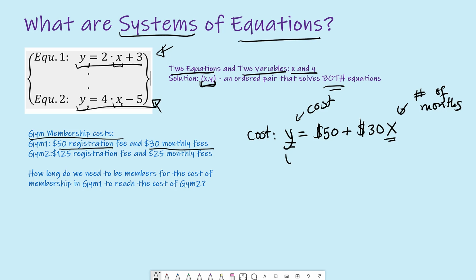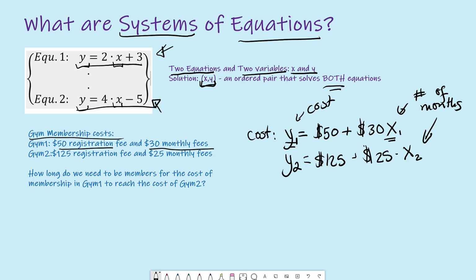So we can write y, let's call this y1, and this we'll call y2, equals $125 plus $25. That's the whole point, right? That they have a different monthly fee. So plus $25 times x, and we'll call this x2, and that would be x1. So our variables again are the number of months and the cost here, y2.